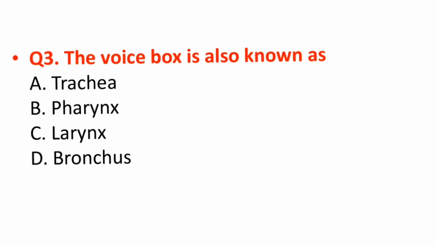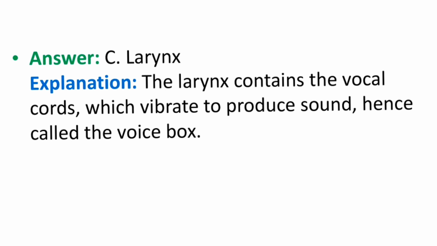The voice box is also known as option A trachea, option B pharynx, option C larynx, option D bronchus. The correct answer is option C larynx. The larynx contains vocal cords which vibrate to produce sound, hence it is called the voice box.